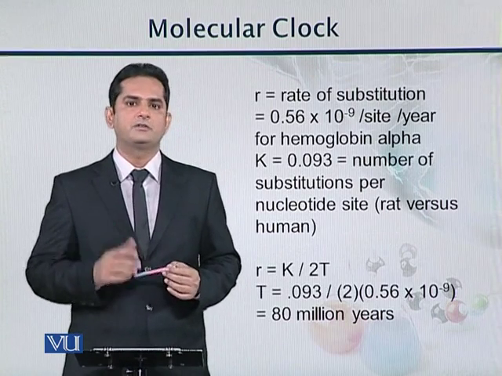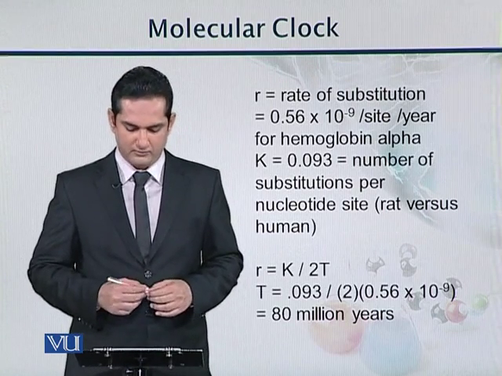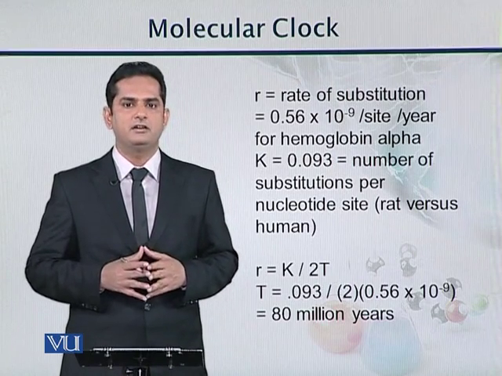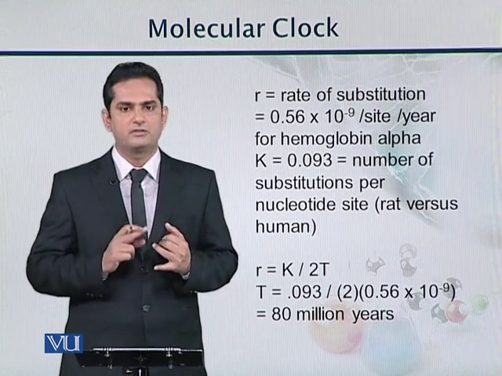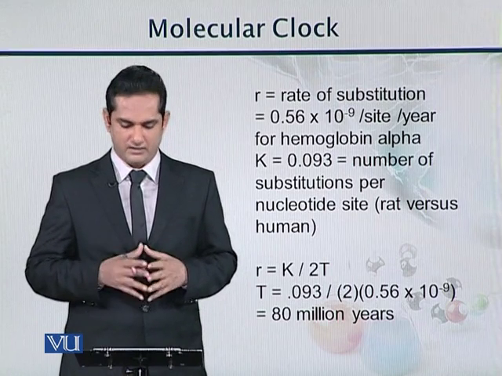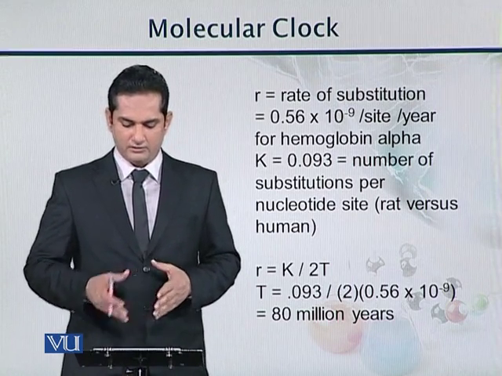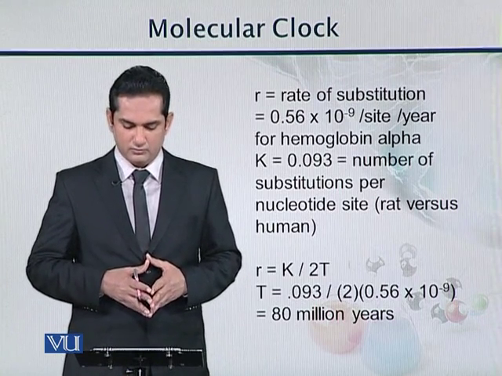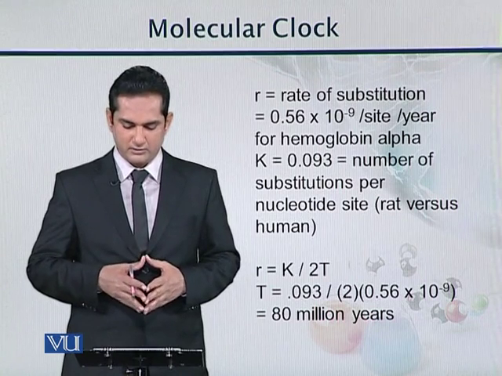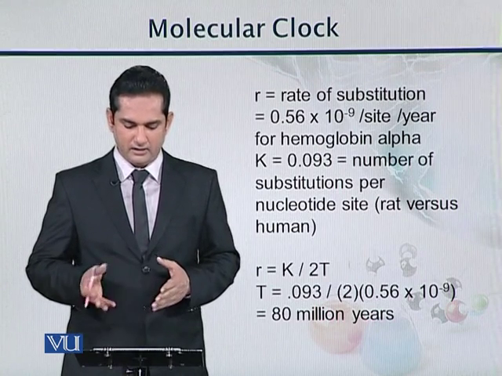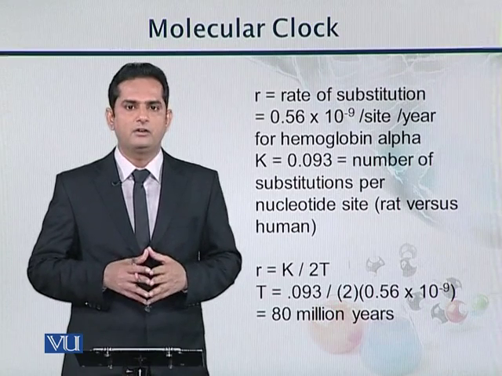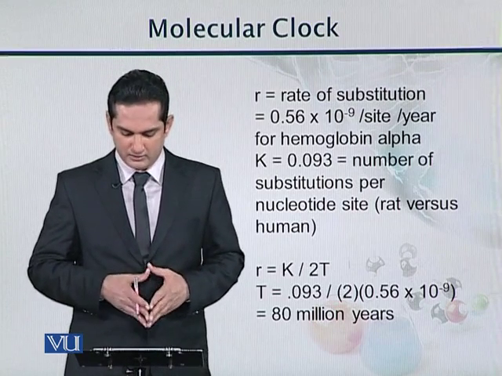Then r is our rate of substitution, which is roughly 0.56 times 10 raised to the power minus 9, and it is considered as a rate per year. So substitutions per site per year is the other parameter, and it is specified for hemoglobin alpha, which is a protein structure. Then k is equal to 0.093 substitutions per nucleotide site, and this is for rat versus humans. So using this formula, if I want to find out the time, it will be roughly 80 million years for rat versus humans.